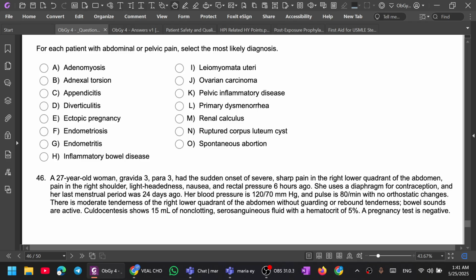Her blood pressure is 120 by 70, pulse is 80 per minute, no orthostatic change. There is moderate tenderness of the right lower quadrant of the abdomen without guarding or rebound tenderness. Bowel sounds are active. Culdocentesis yields 15 ml of non-clotting serosanguinous fluid with a hematocrit of 5%. A pregnancy test is negative.